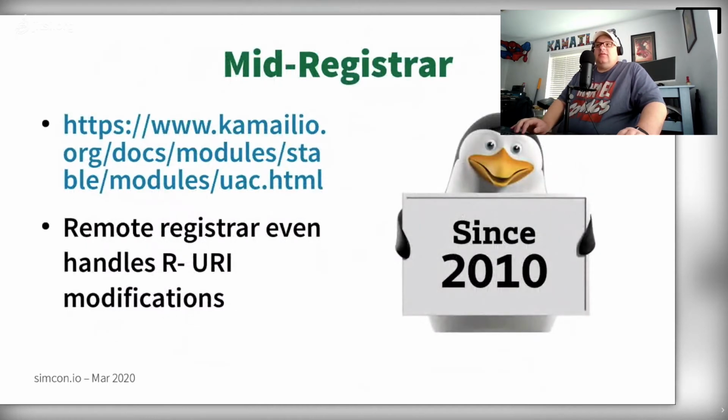Kamailio also has mid-registrar capabilities, and this is through our UAC module. And what this does is it allows you to receive registrations from the open internet, and then pass those on to your PBX, so that when you have attacks or you have flooding, you can have Kamailio act as the in-between. You can let your PBX be more efficient by, let's say, only handling registrations once an hour, and having Kamailio do the every 30-second registration because of NAT, things like that.